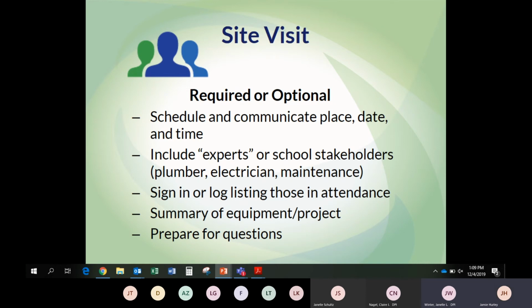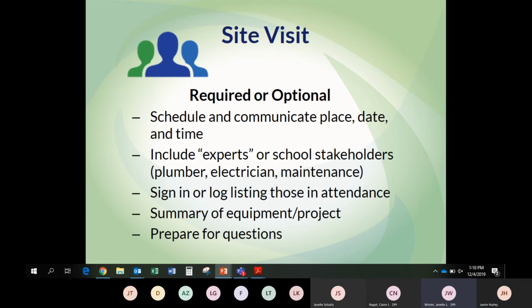And then it's also recommended that you have a sign-in or a log listing those in attendance. That document can then be presented to any reviewer to show that you were following proper procurement practices, that you have a record of who did attend the site visit, and that way it does approve them or take them into the running for the bid. If you do not have documentation on that, it could be questioned or contested by a bidder.